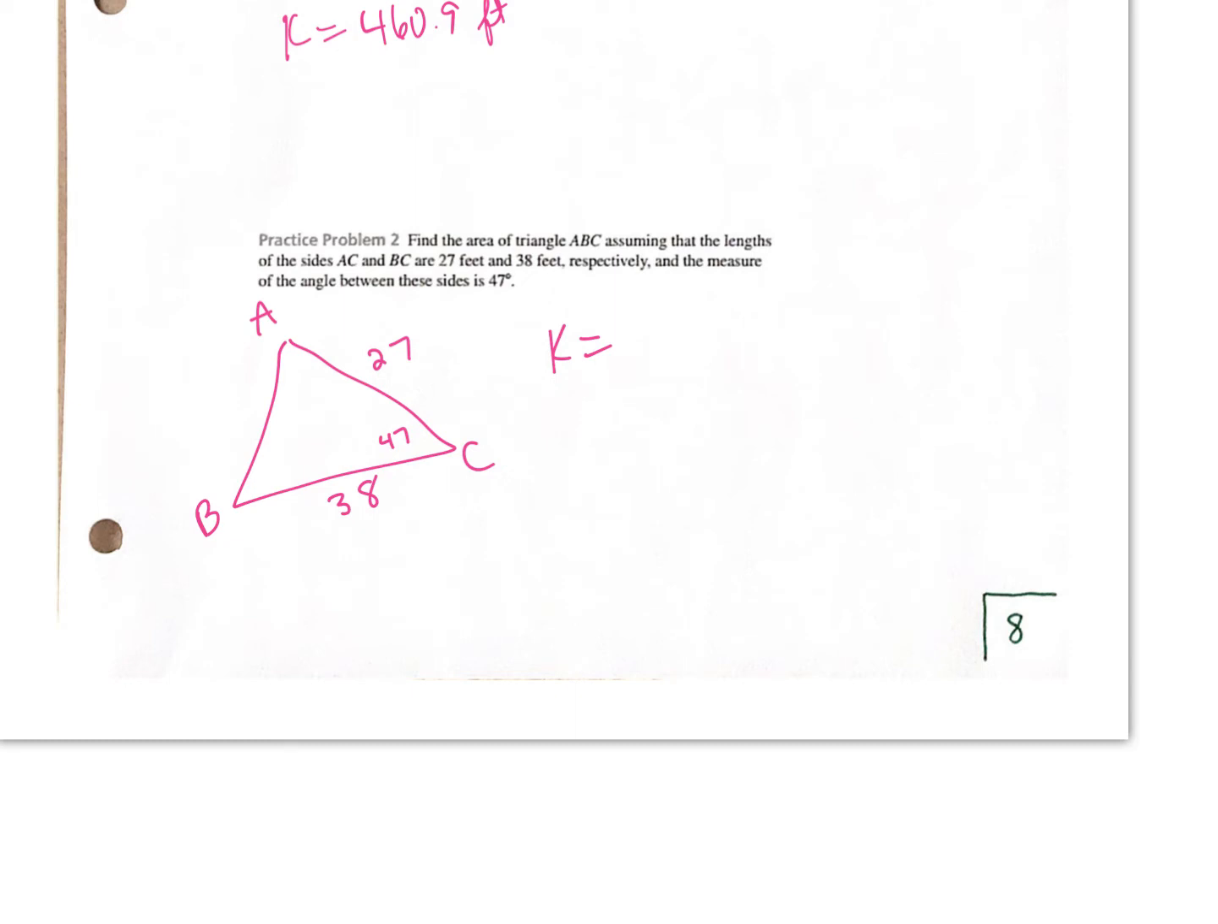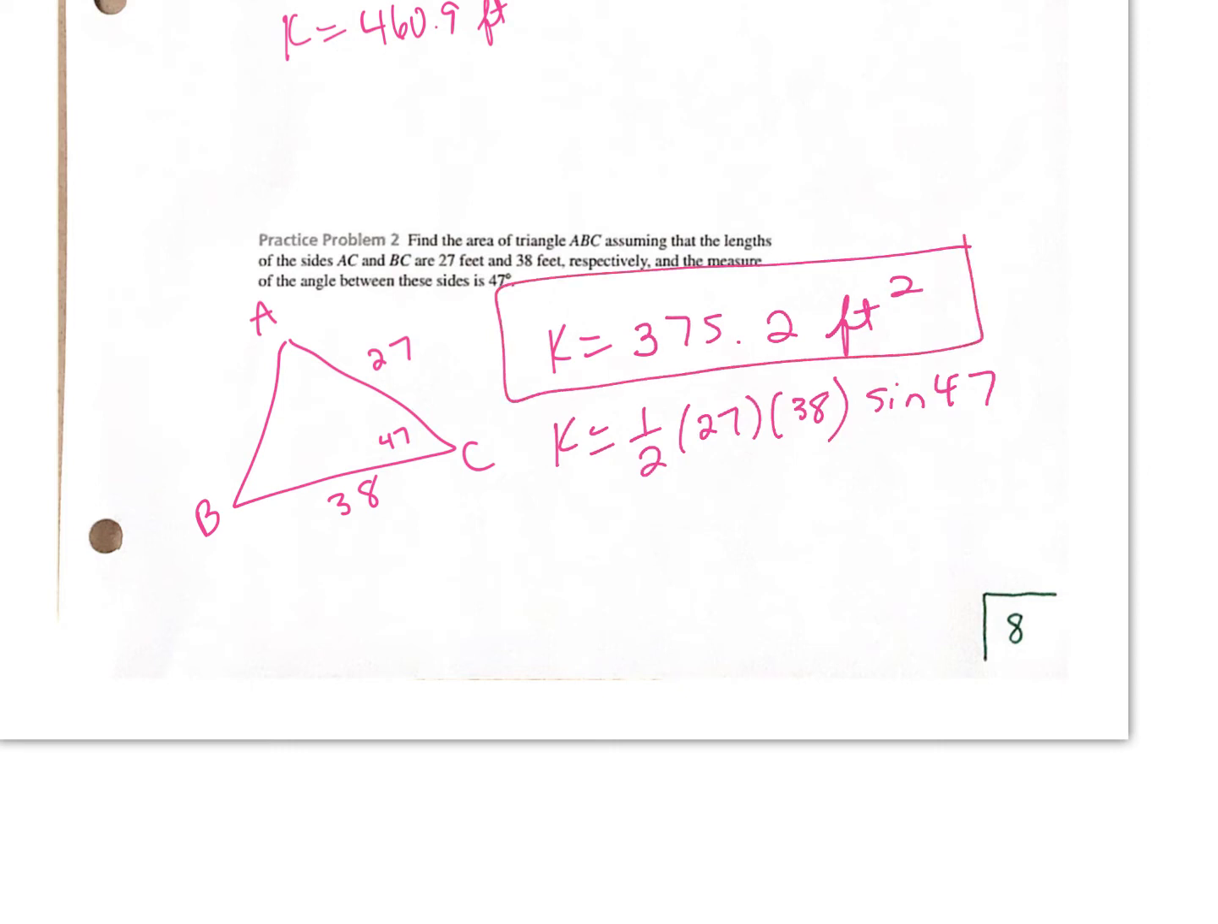All right, so how do we plug in here? What are the numbers? K is equal to what, Ryan? K equals 375.2 feet squared. Say that again. 375.2 feet squared. Okay, you rounded to the tenth place. Sounds good. So what did you plug in? 1/2 times 38 times 27, and then sine 47. So here's the answer though. 375.2 feet squared. Do we get that? Okay, pretty straightforward, yes?